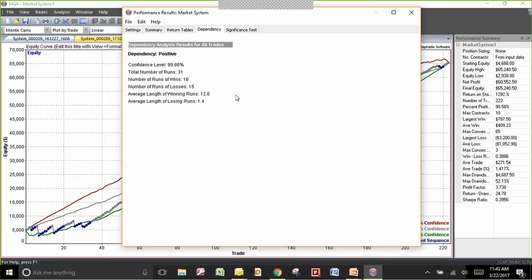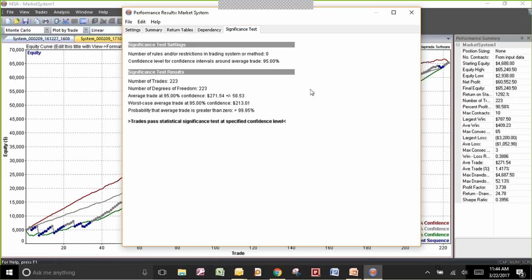Here he has some information on dependencies, and has a confidence level of 99.86, and so this is saying that based on statistical calculations, he does feel like this is a profitable system.